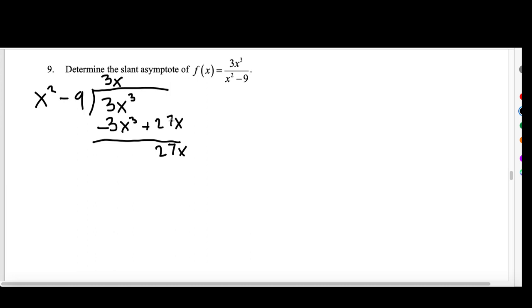But when we're trying to find the equation of the slant asymptote, we actually just ignore the remainder, and the quotient without the remainder represents the equation of the slant asymptote. So the slant asymptote will be dictated by the equation y equals 3x. Okay, if you graph that, it would be an angled straight line corresponding to where the slant asymptote is.